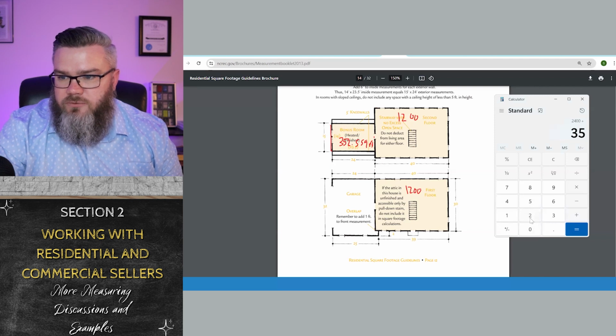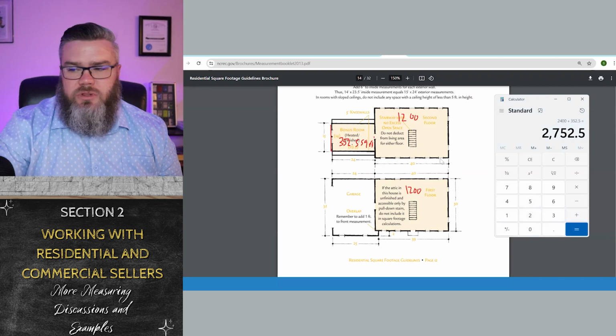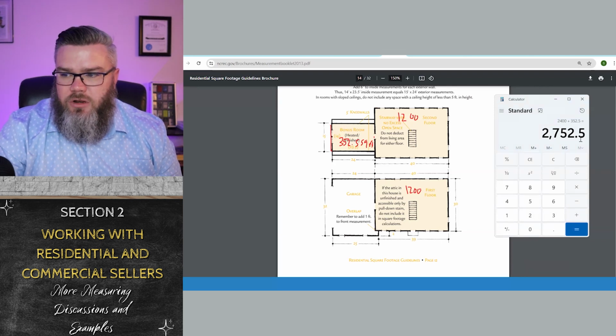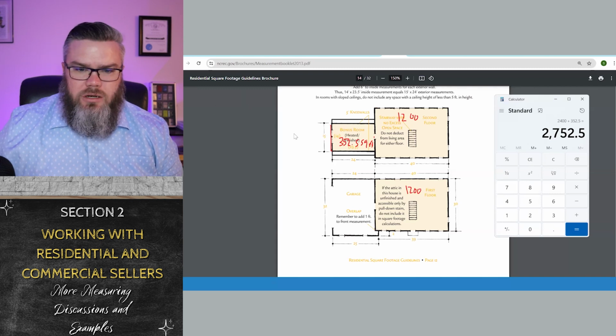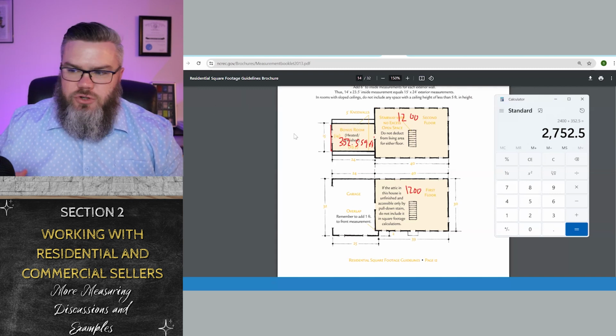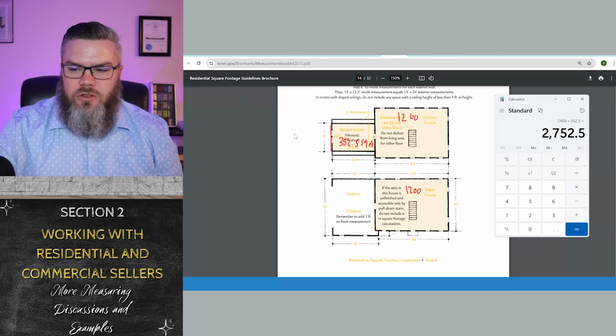and 352.5 for the bonus room. The total square footage for this house: 2,752.5 square feet. And of course you can round it, because we don't really do 0.5 of a square foot. So you could call it 53 or 52. The commission's not coming after you either way.